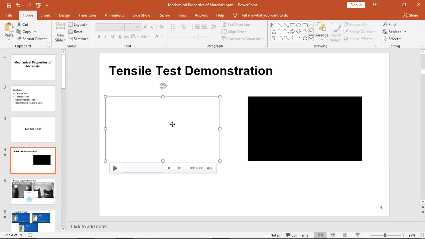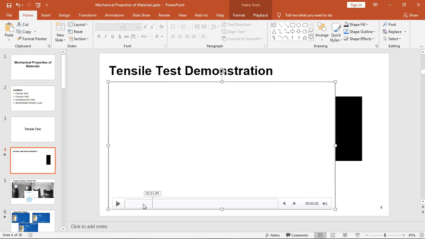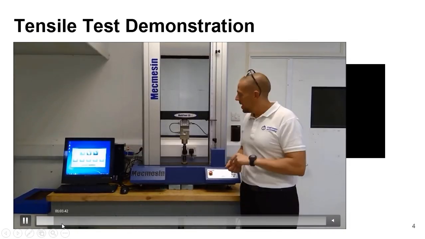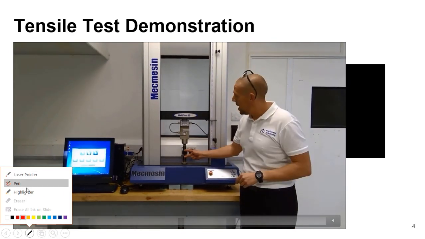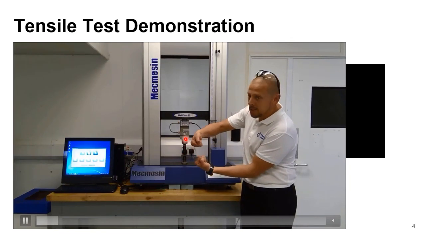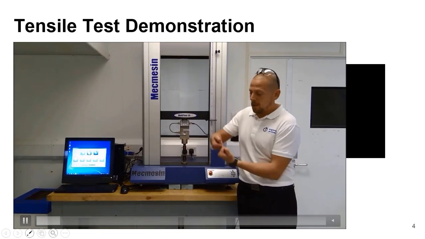Now let's make it big so that we can see the tensile test demonstration. So here you can see this is the tensile testing machine, where with the help of the grips the tensile force is applied on the sample which is placed.